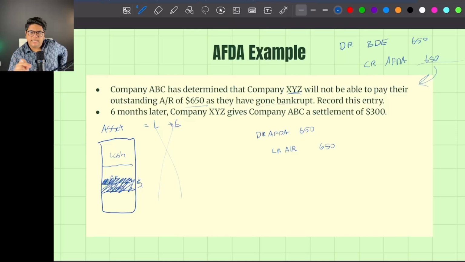Now you know for sure that $650 won't be collected at all. So you got to get rid of your allowance. If you get rid of your allowance, you got to debit it. Next up is accounts receivable. You hoped that you were going to receive $650 worth of stuff.